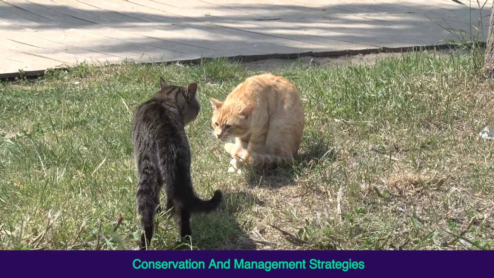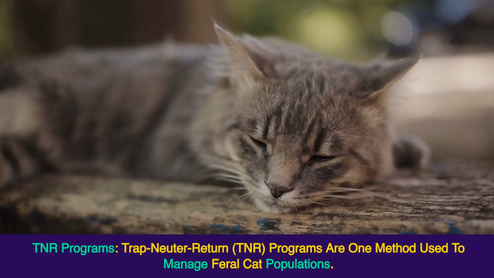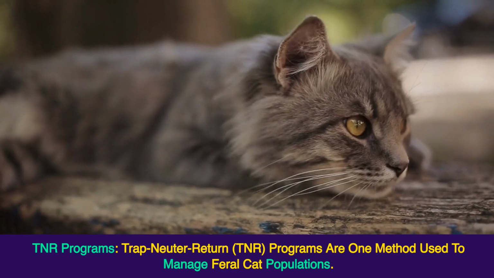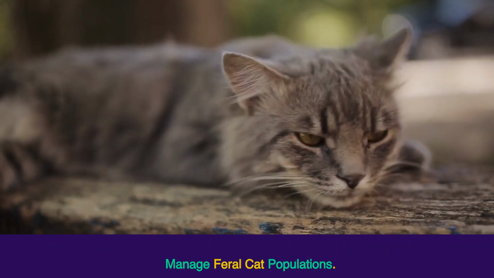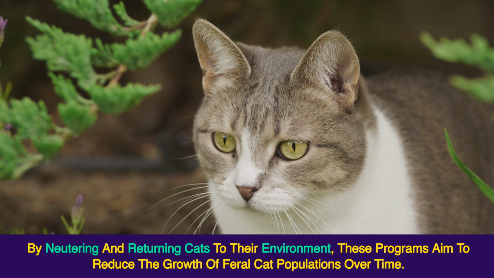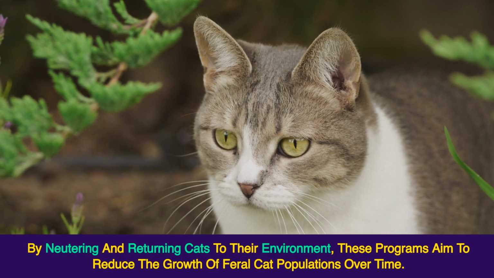Conservation and management strategies. TNR programs. Trap-Neuter-Return, or TNR, programs are one method used to manage feral cat populations. By neutering and returning cats to their environment, these programs aim to reduce the growth of feral cat populations over time.